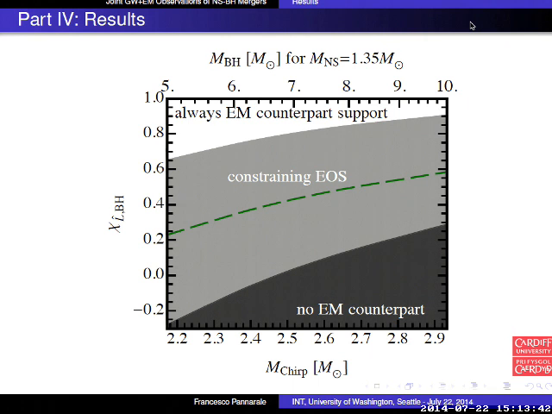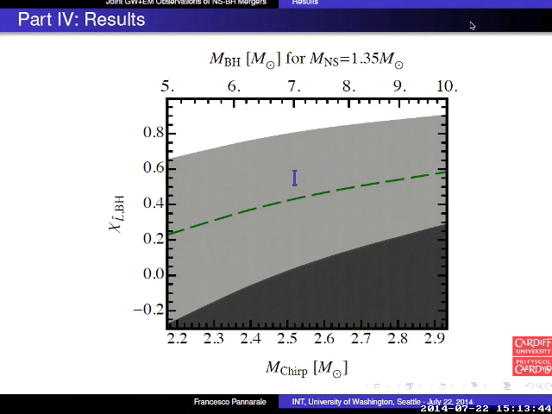Now, say we detect a gravitational wave. We will measure its chirp mass. We will constrain the value of the black hole spin in the progenitor. And in this example, a joint detection happening here is compatible with the APR2 equation of state. If we were to detect something like this, this is supported, this is compatible, and this kind of measurement would exclude APR2 as a valid equation of state.